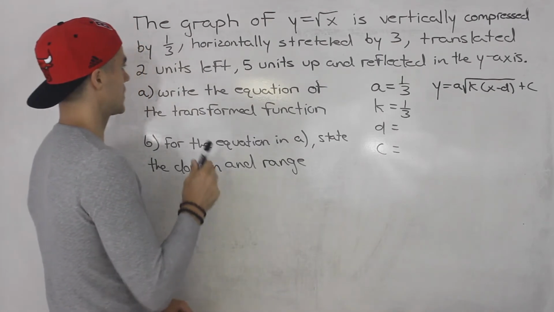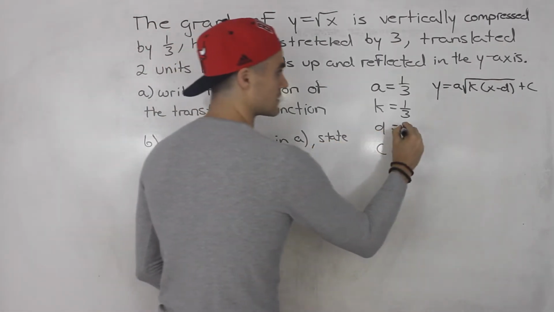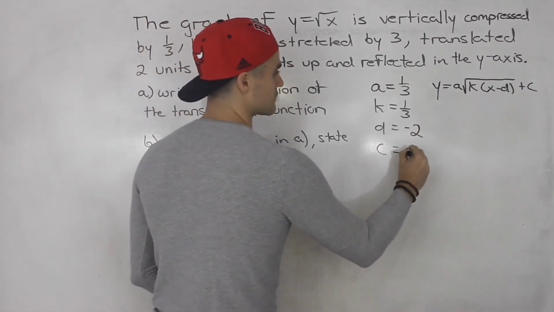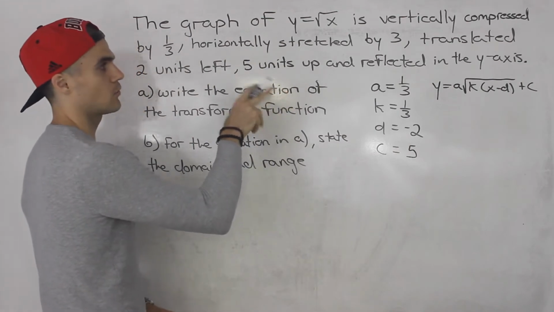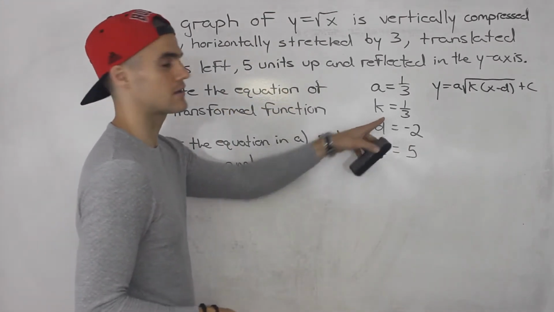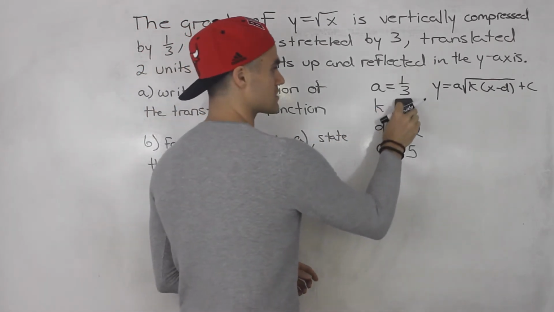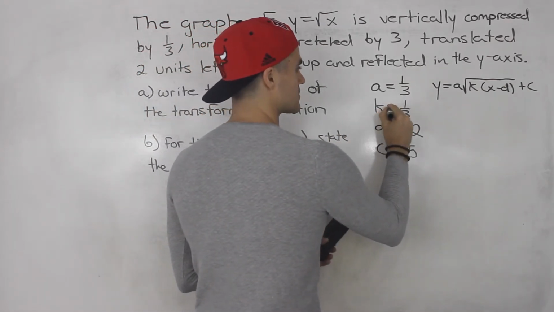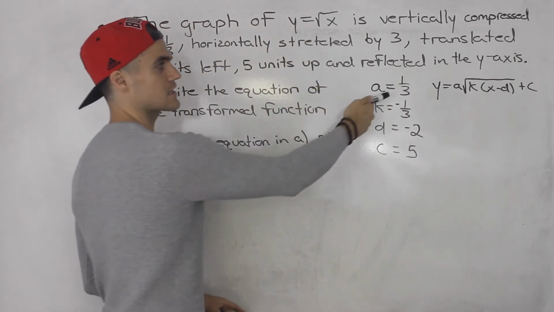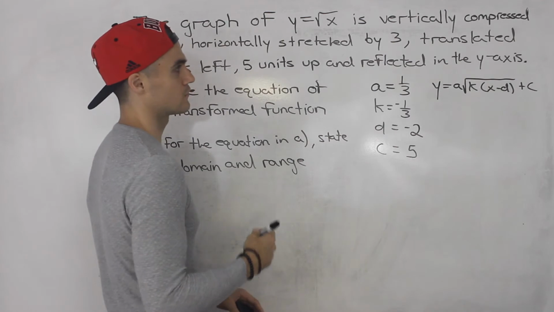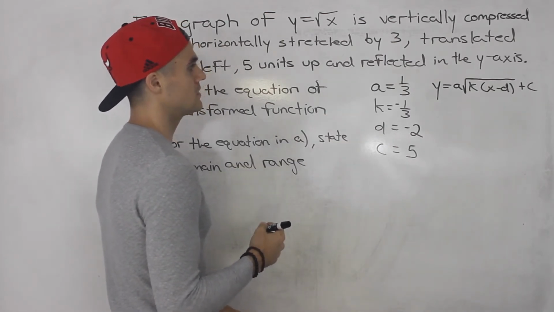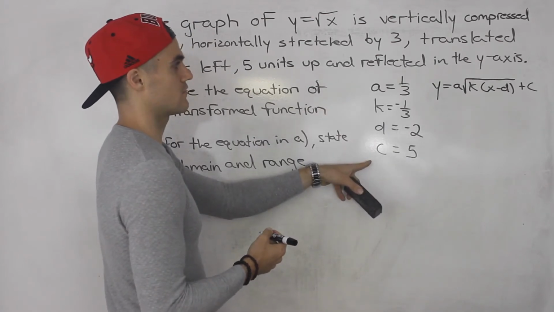The D value, translated 2 units to the left, so we know the D value is negative 2. And then 5 units up, C value is positive 5. There's also a reflection in the y-axis. A reflection in the y-axis means that the K value is negative. So instead of positive 1 over 3, we simply got negative 1 over 3. If it said there's a reflection in the x-axis, then the A value would be negative. But in the y-axis, it means the K value is negative. Right? So those are the transformation values.